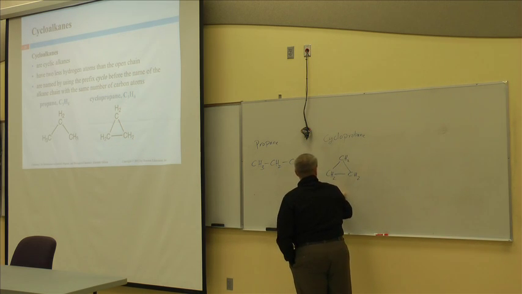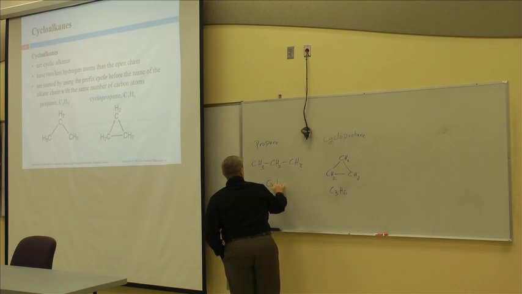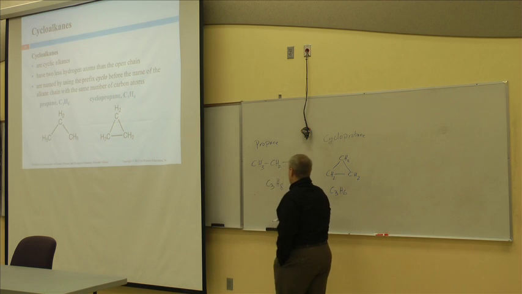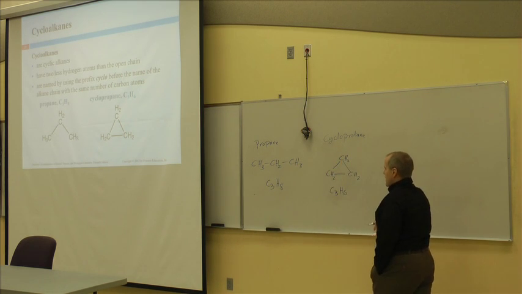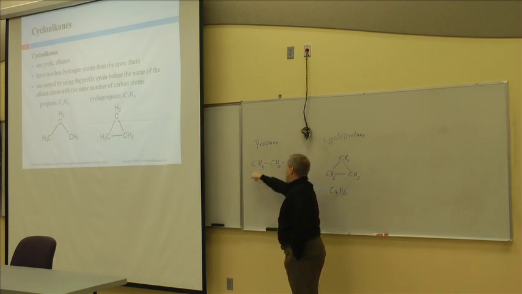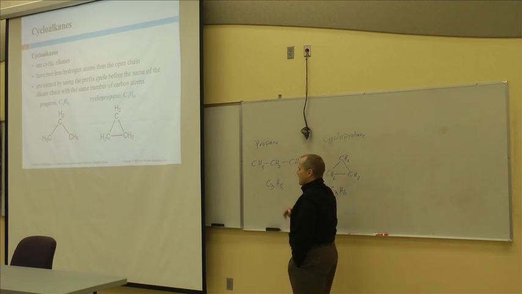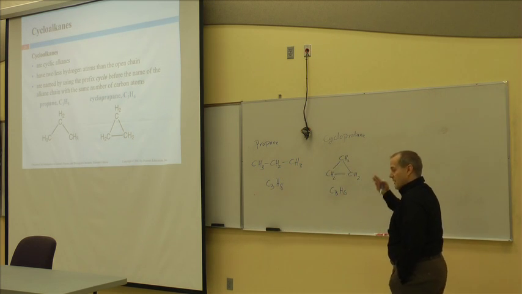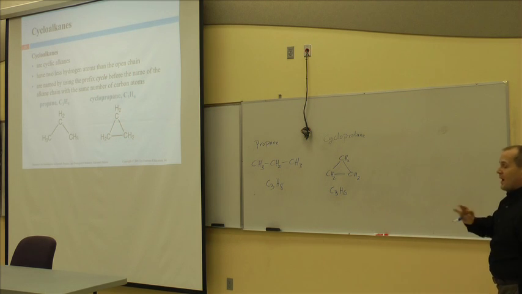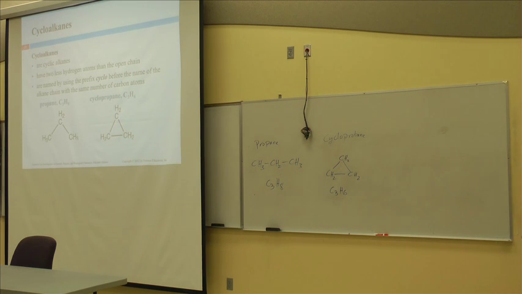Notice how it has two less hydrogens. This is C3H6. This is C3H8. It has two less hydrogens, and that's because this carbon and that carbon make a bond, so you have to lose one hydrogen each in order for them to have room to make a bond. Don't worry about how that happens. It just does. Okay.